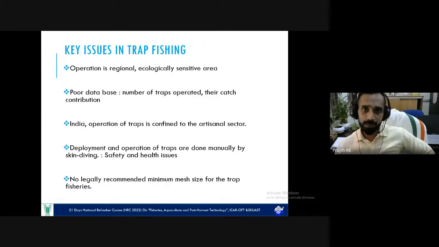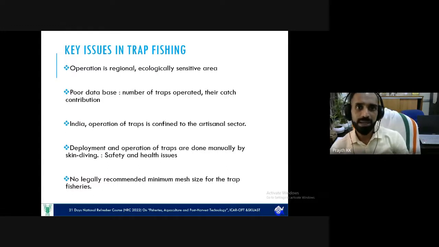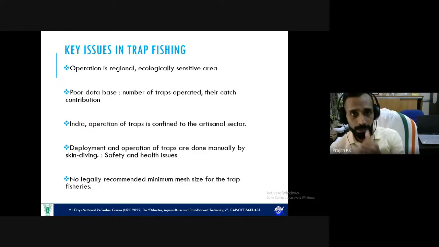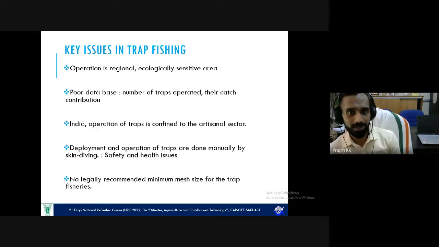Then the problem persists in trap fishing in India. It is highly regional, and it is operated mainly in ecologically sensitive areas, especially in the Tamil Nadu region. You can see the Mandapam area and all, that is mainly an ecologically sensitive area. So the operation is highly regional and in ecologically sensitive areas. And there is not much database. Even if you are taking fishing data for different fishing gears, if you search for data on traps, there will not be any available data. So that data is deficient.